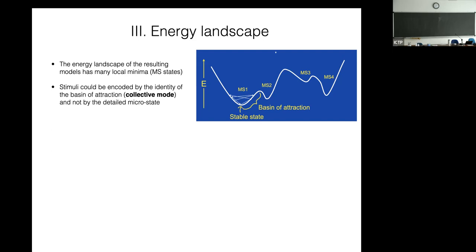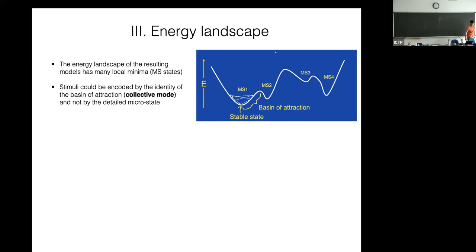On the next repetition, the exact microstate of spikes and silences is slightly different, but it's still in the same basin. Okay, and the third repetition again, right? There are microscopic changes in which neuron is active or not, but you're always at the same point in the same basin when the same stimulus is being displayed on screen.